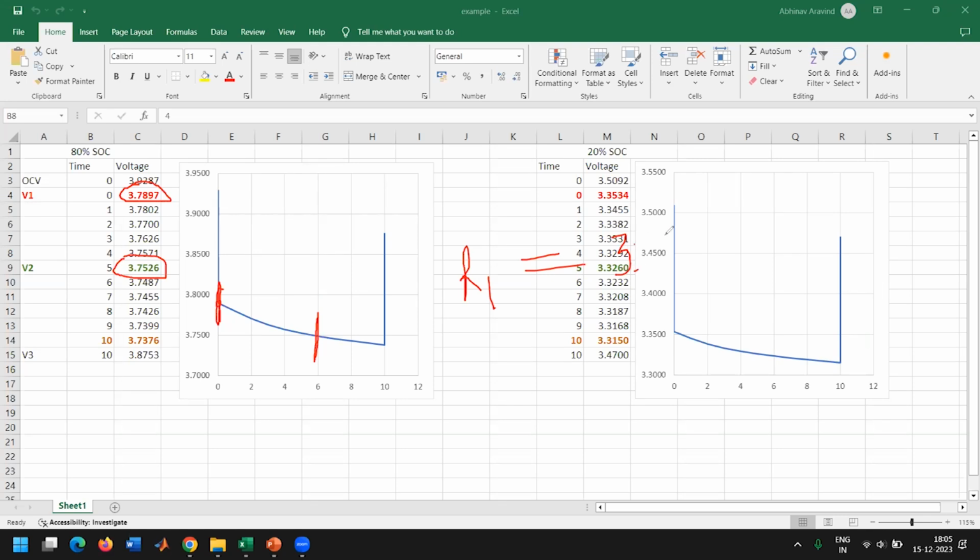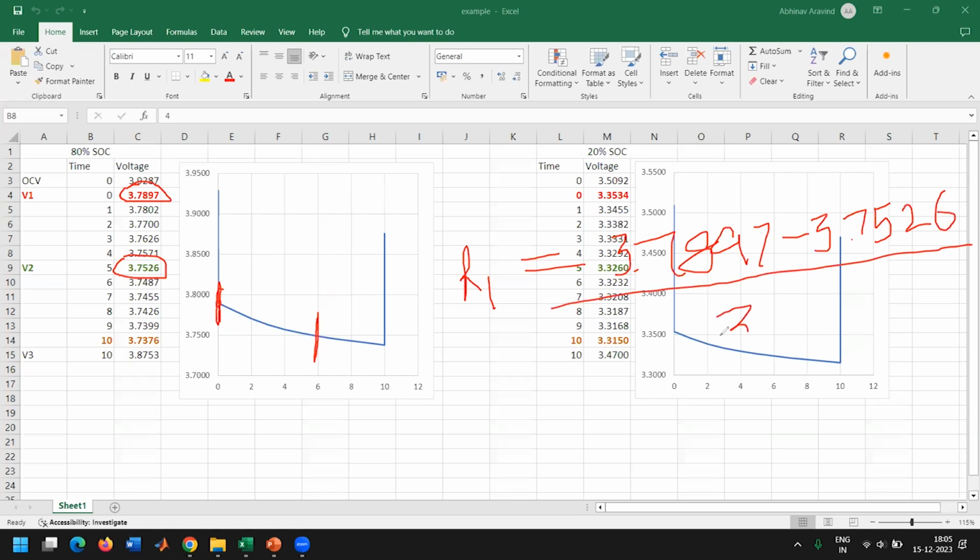3.7897 minus 3.7526 divided by 3.1, right? And again, if you use a calculator, you will get an answer of 0.0119 ohms. Okay, so again, this is the resistance corresponding to the exponential region. And this is what is called polarization resistance.